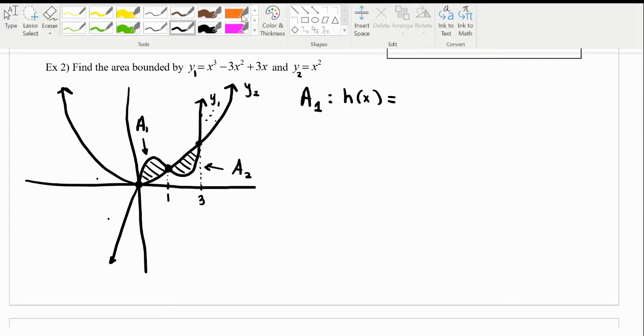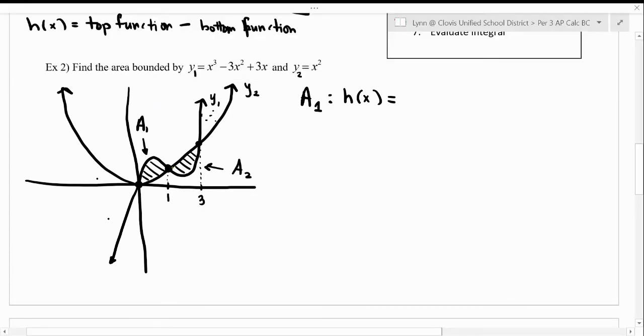So again, for the height, we want to look at from the top of the shaded region down to the bottom of the shaded region, right? So that is my h of x there. So where is the top of this region defined by? And it's defined by the cubic, right? So it's defined by the cubic.